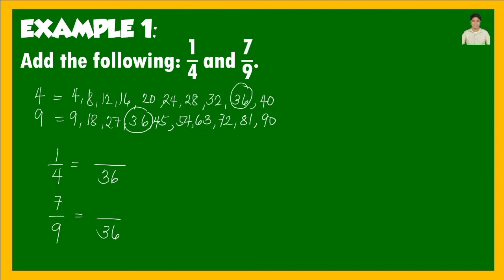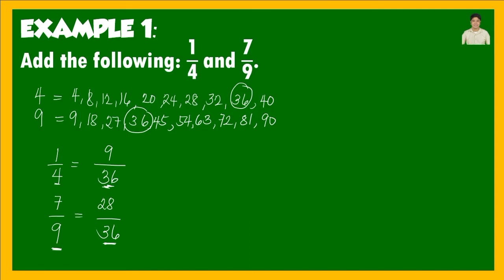Now, paano natin makukuha yung numerator? Ganito lang po ang process niya. Yung 36, i-divide lang po natin sa 4. Yun sa denominator. And then, yung makukuha natin quotient doon, i-multiply po natin sa numerator. So, let's have 36 divided by 4, that is 9. 9 times 1, that is 9. A number multiplied by 1, the answer is the number itself. Next, 36 divided by 9, that is 4. Since nakuha natin quotient is 4, 4 will be multiplied by 7. So, 4 times 7, that is 28.